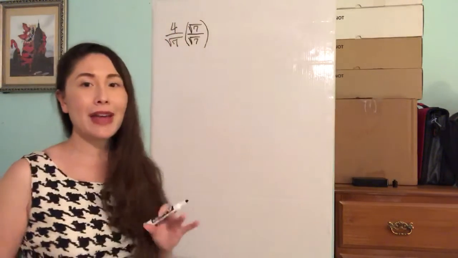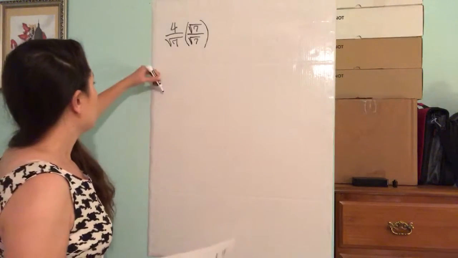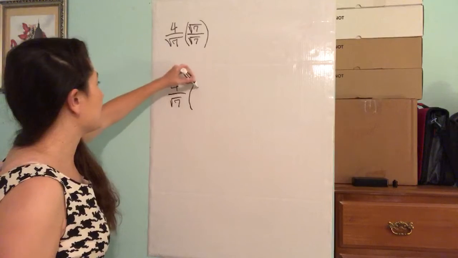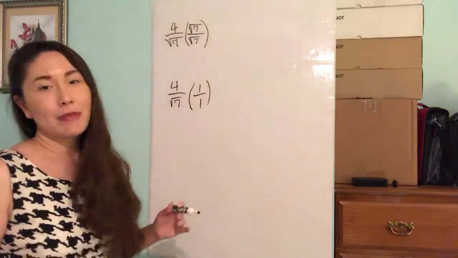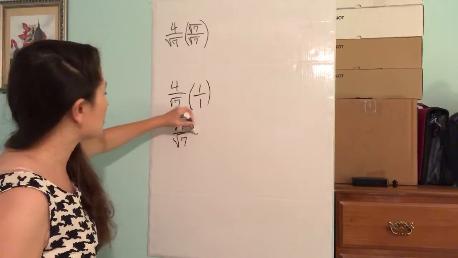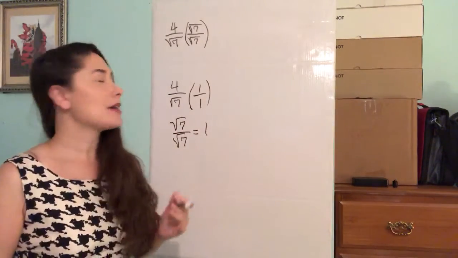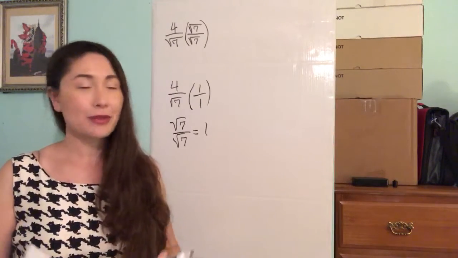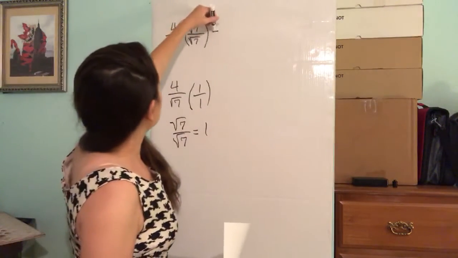And this is totally okay to do because it's just like multiplying this by 1 over 1, because square root of 7 over square root of 7 is equal to 1. So that's why we're able to do this, and it's totally not against math rules, right? So we can do that.